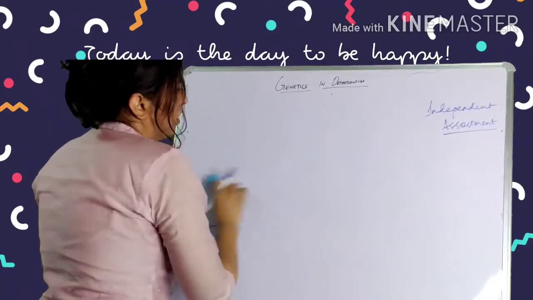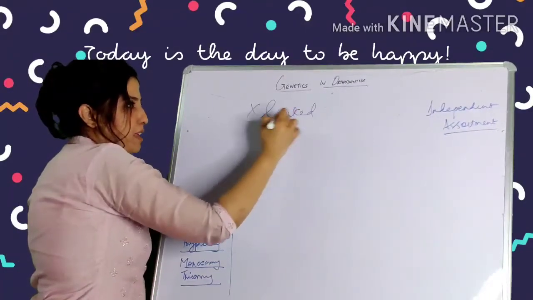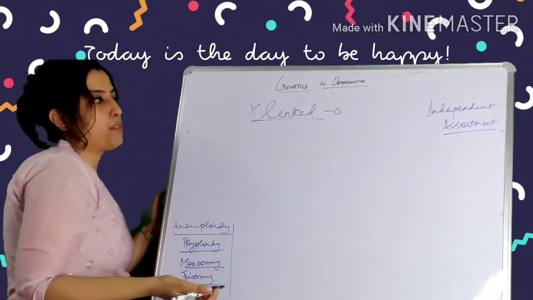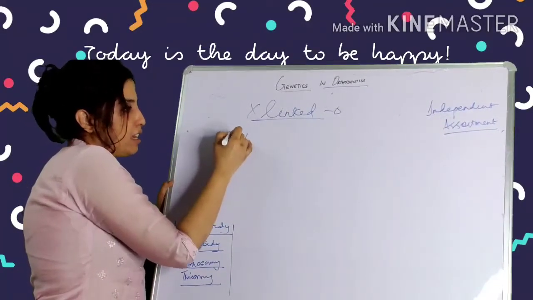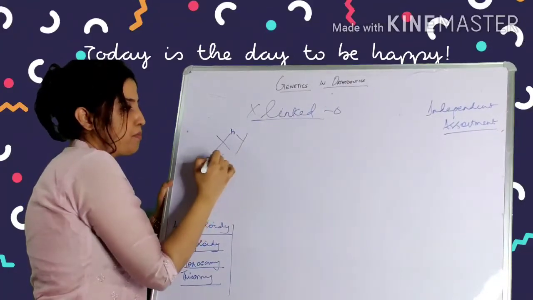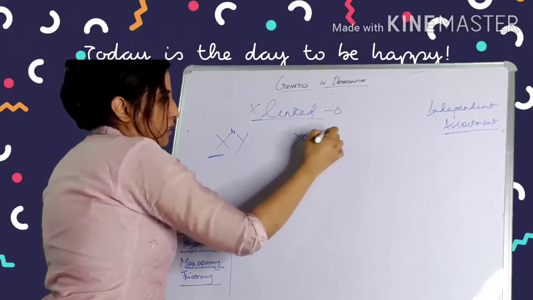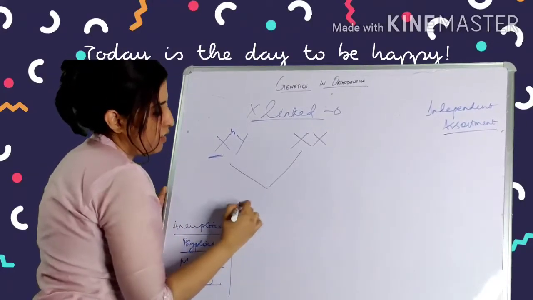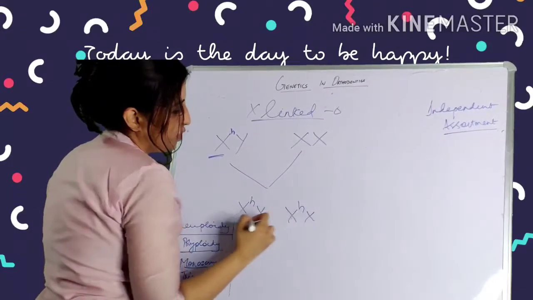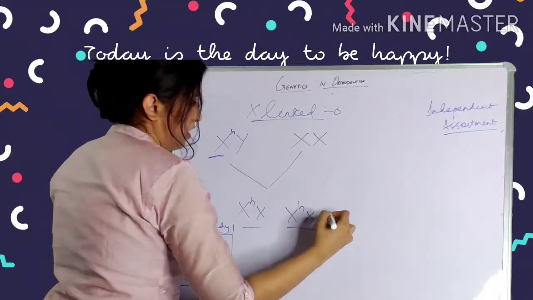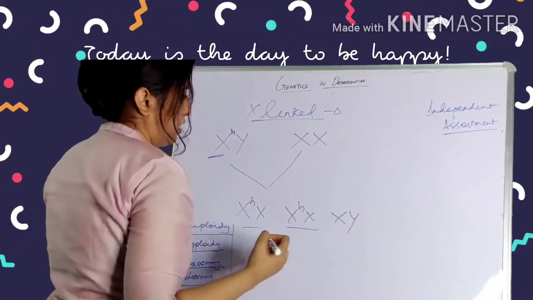And then there is something called X-linked. Now X-linked means there's a sex chromosome that's involved. So if the father or the parent has an affected chromosome on the X, and a normal mother, then when you cross it, you're gonna have 50% carriers, and I think that's it.